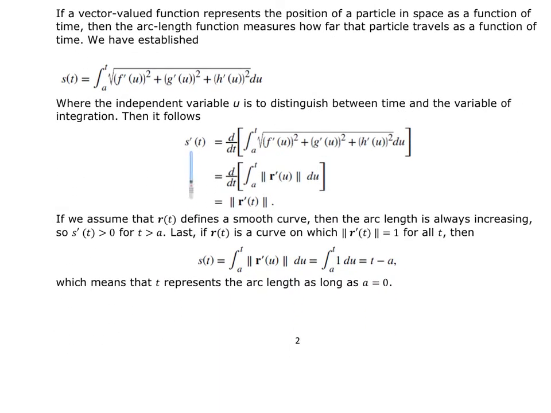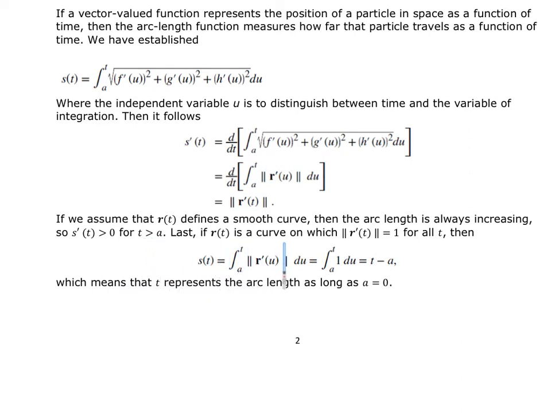So then s prime of t is the derivative of this integral, which of course is the modulus of the vector valued function derivative of u du, which is just going to give us the modulus of r prime of t. So if we assume that r of t defines a smooth curve, then the arc length is always increasing. So s prime of t is greater than 0 for t greater than a.